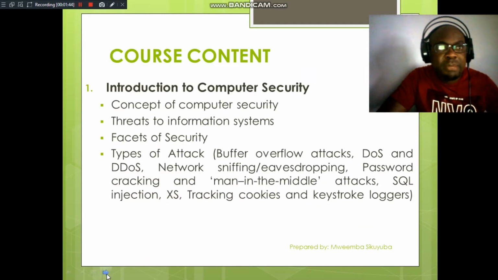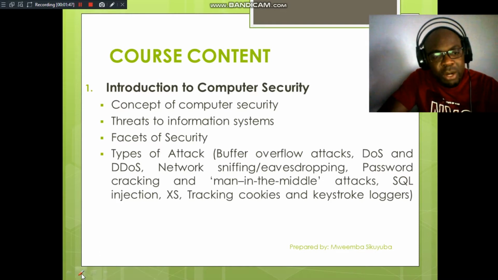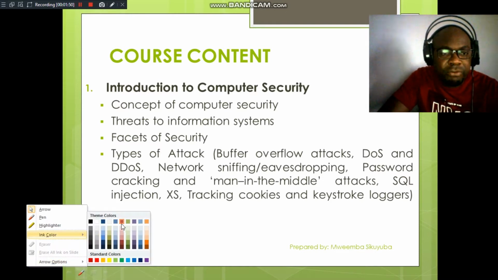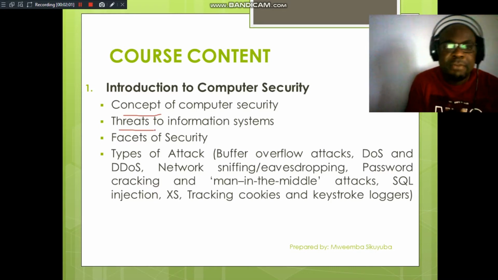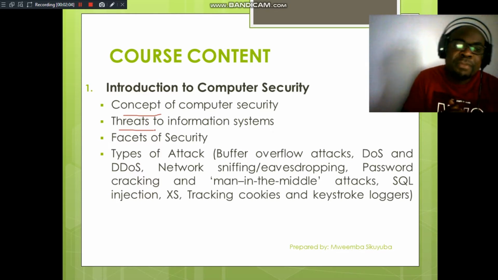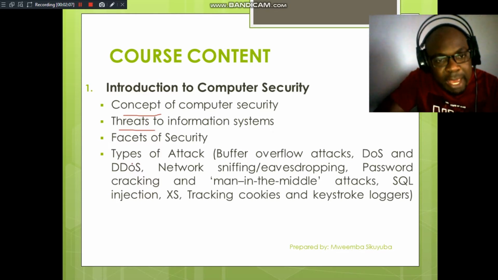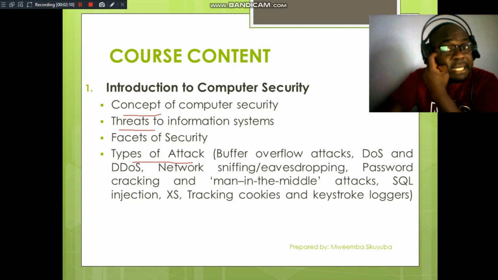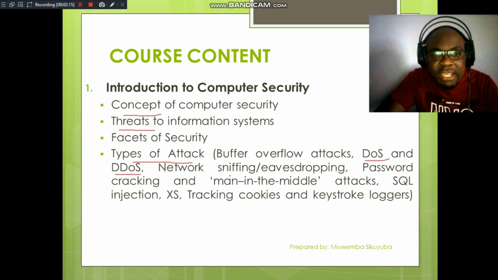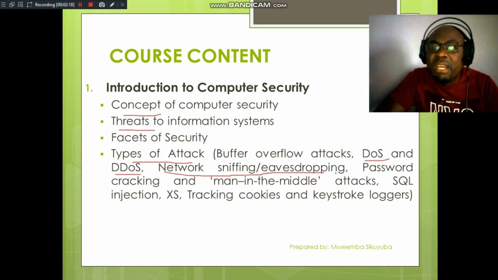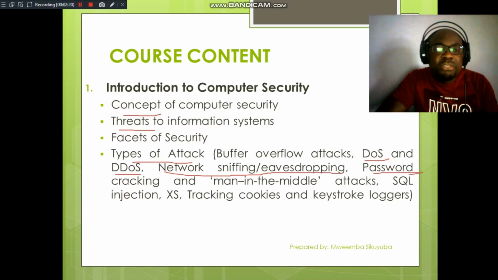These are the expected outcomes. According to our course content, we are going to cover first of all an introduction to computer security, where we look at the concept of computer security. We are also going to look at threats to information security. Above all, we are going to look at types of attacks, including denial of service and distributed denial of service, network sniffing and eavesdropping, and password cracking, just to mention a few.